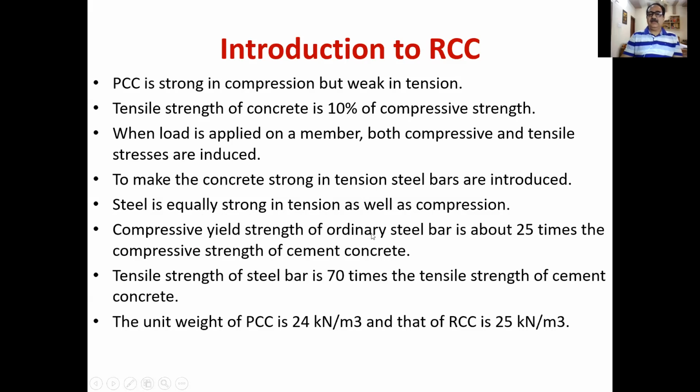The compressive yield strength of ordinary steel bar is about 25 times the compressive strength of the concrete. So it is 25 times greater than the compressive strength of concrete. And the tensile strength of a steel bar is 70 times the tensile strength of cement concrete. So even the tensile strength is very high. The unit weight of PCC is 24 kilonewton per meter cube and RCC is 25 kilonewton per meter cube.